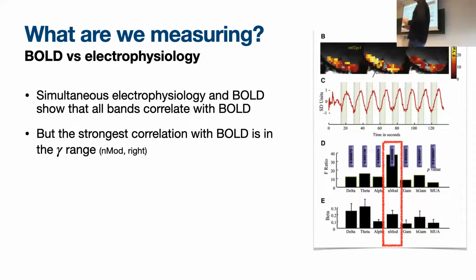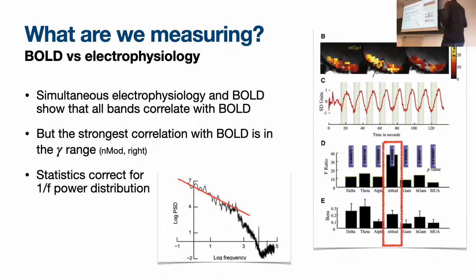Okay? So what that means is a few things. We also see that the multi-unit activity shows something specific about the BOLD response. So there are relations with all of these different bands, right? So it's a broad thing, but this gamma range seems to be the strongest. And then we're using statistics to correct for 1 over f. I won't go into that. We can talk about that later when we're talking about BOLD responses.